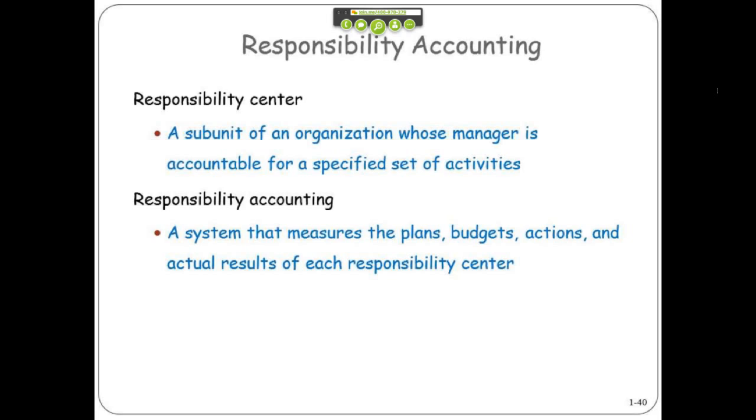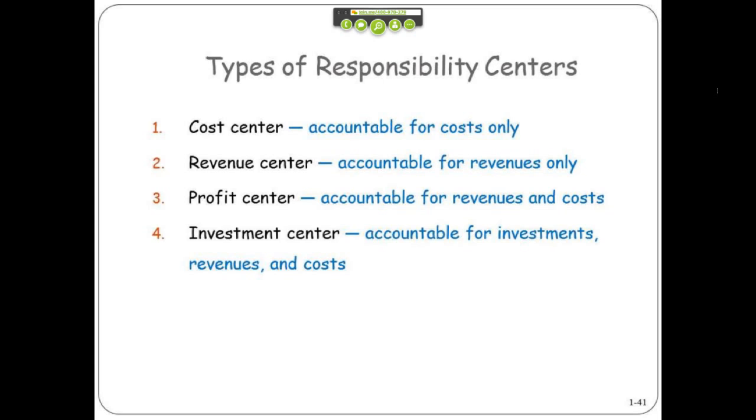I talked about responsibility centers. We're going to talk about them in greater detail in a few weeks. Hopefully these are terms you've heard of. A responsibility center is a subunit organization whose manager has accountability in some way for that unit. And that's the level where you would expect budgeting to occur. There are 4 types of responsibility centers: cost centers, revenue centers, profit centers, and investment centers.